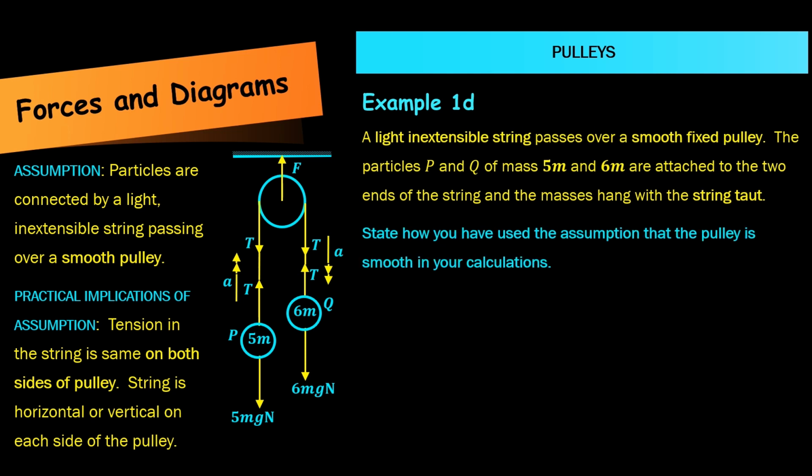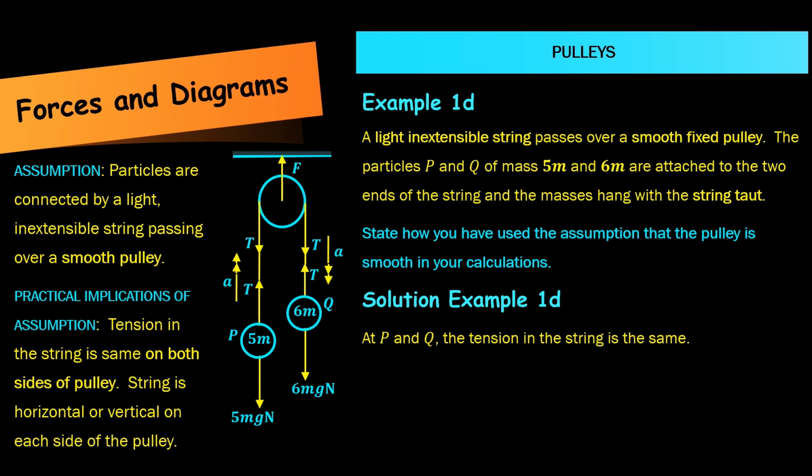And now for part D, we are required to state how we have used the assumption that the pulley is smooth in our calculations. So let's solve this. For this, we are simply required to state or observe that at P and Q, the tension in the string is the same.